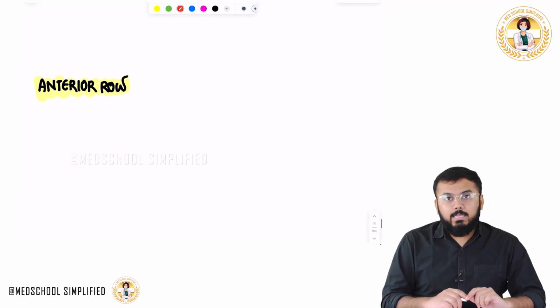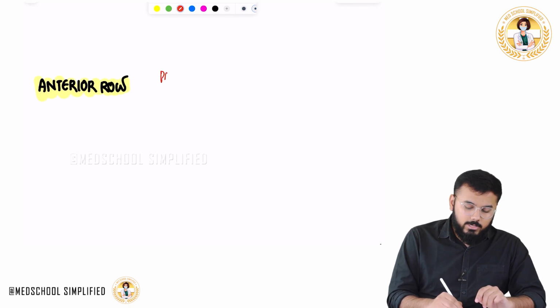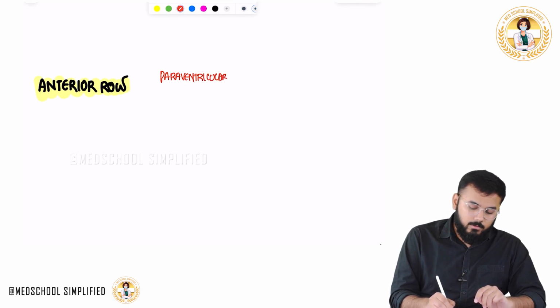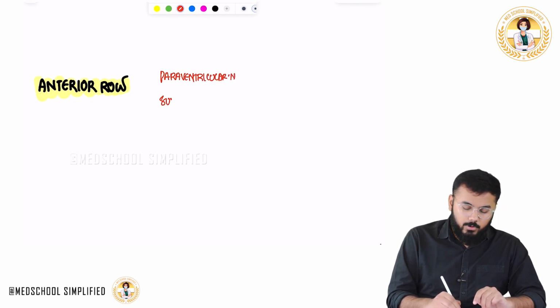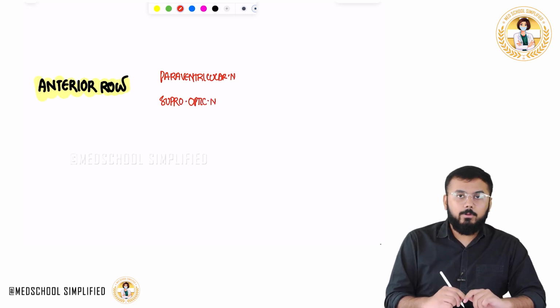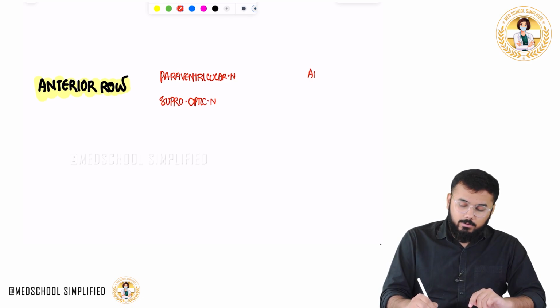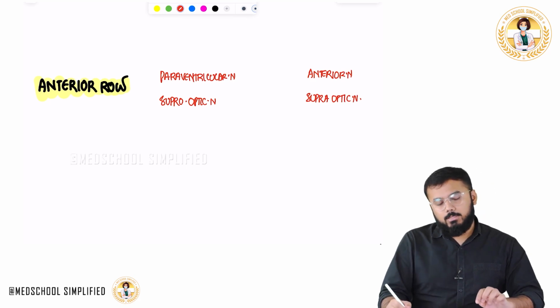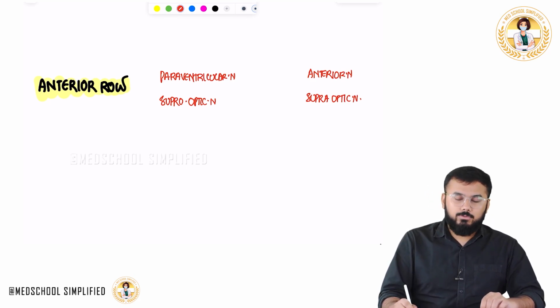Next, when it comes to the anterior row, we have a nucleus that is the paraventricular nuclei. Paraventricular nuclei, we have the supraoptic nuclei, and here we have the anterior nucleus. Anterior nucleus, and we also have the supraoptic nucleus. Supraoptic nucleus, anterior nucleus as well as the supraoptic nucleus, right?